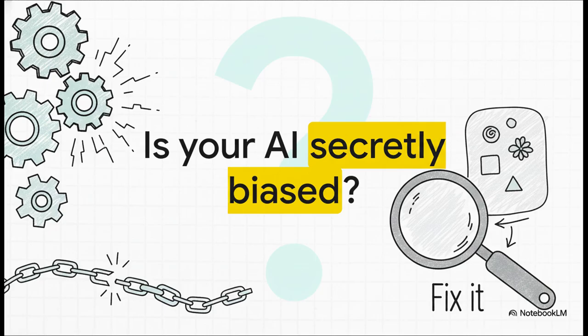Because bias can be hiding in plain sight, quietly making unfair decisions that have huge real-world consequences. So the real question is, how do you find it and what do you do about it?